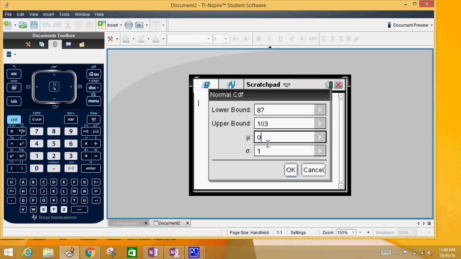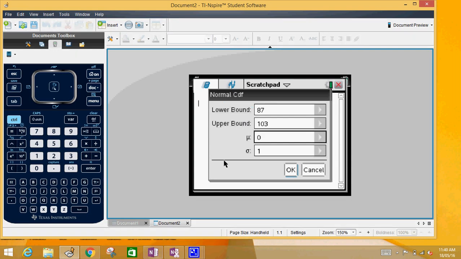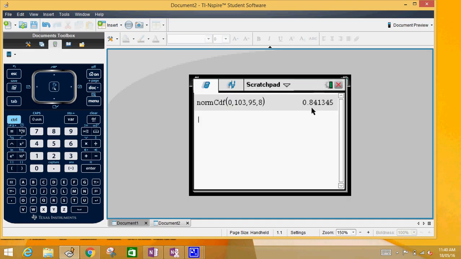Then you just simply type in the mean and the standard deviation, which was 95 and 8. Sometimes they say what percentage has less than 103 if the mean was 95 and the standard deviation is 8. Well, your lower bound, you just need something very, very low. So how about 0? Then you press OK, you get the number. So 84% are between the numbers 0 and 103 if the mean is 95 and the standard deviation is 8.